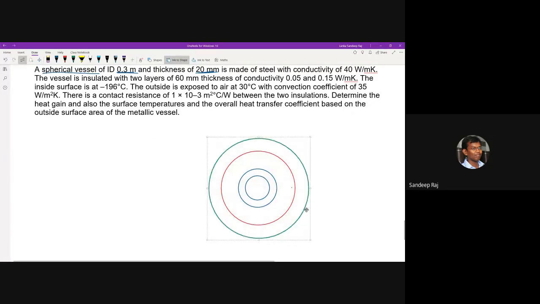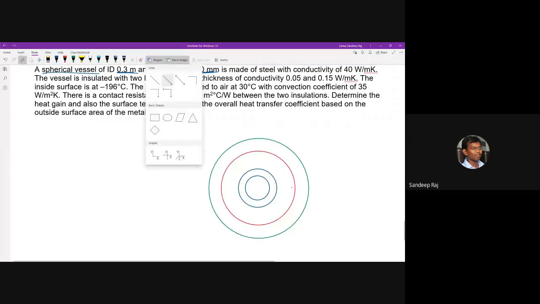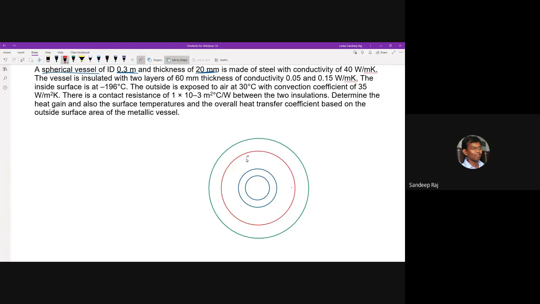So this is what I have here. The thermal conductivities are given here. It is 0.05 here, and here it is 0.15. The thermal conductivity of the inside one is 40. So these are the thermal conductivity values given in watt per meter Kelvin.